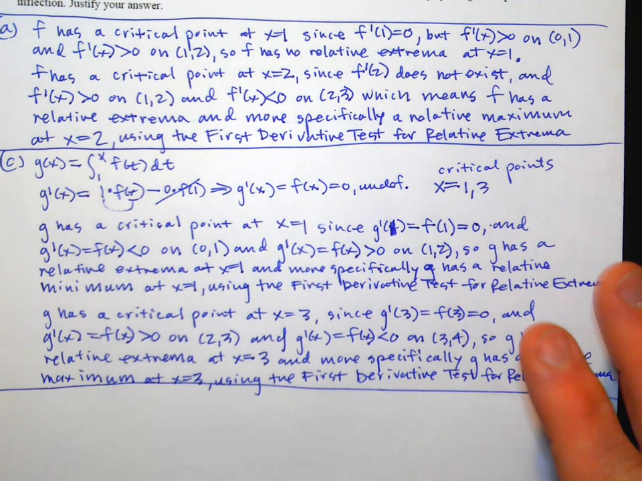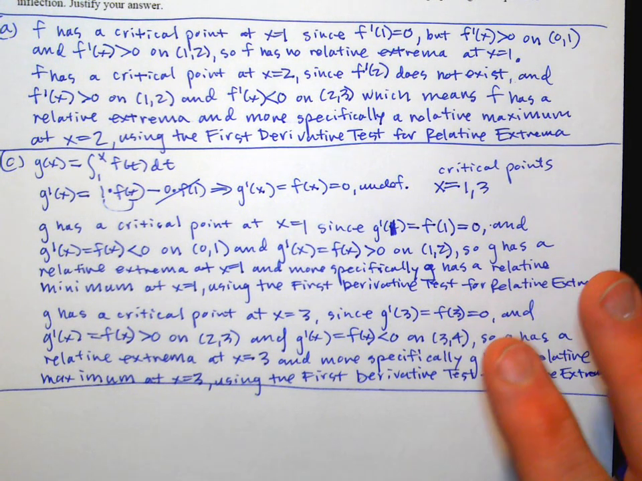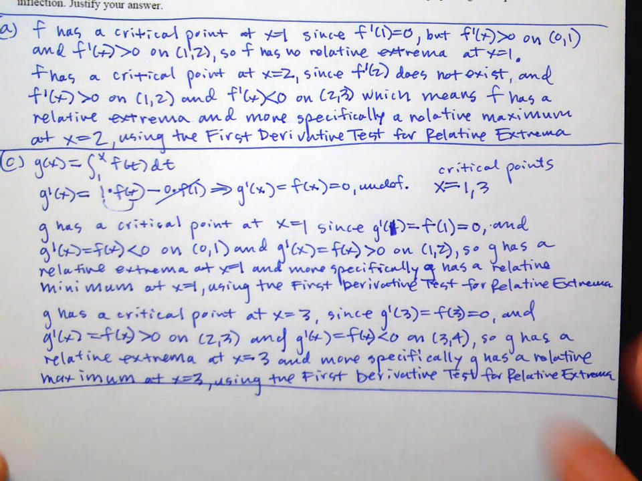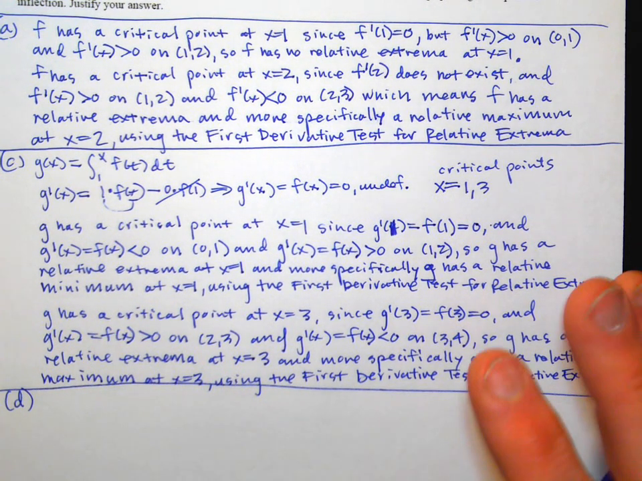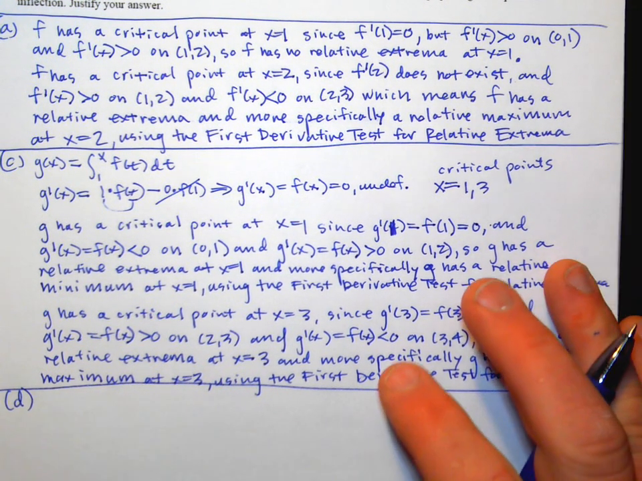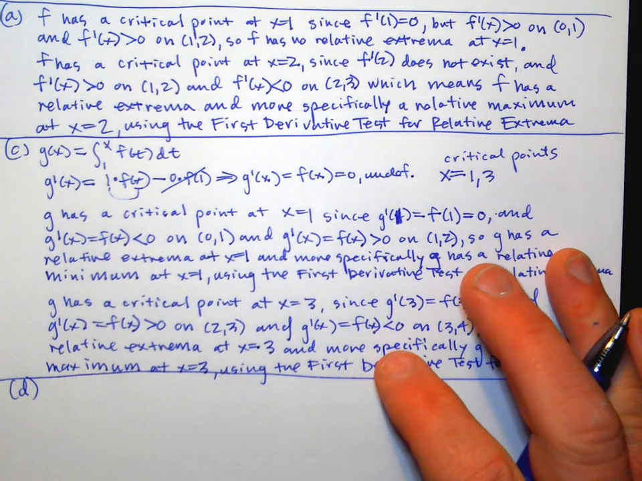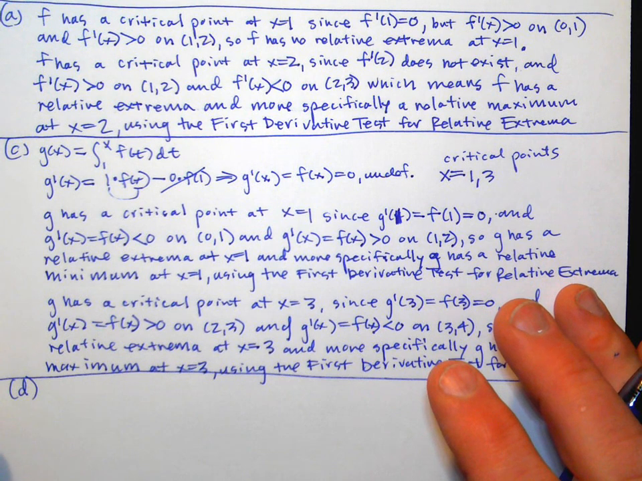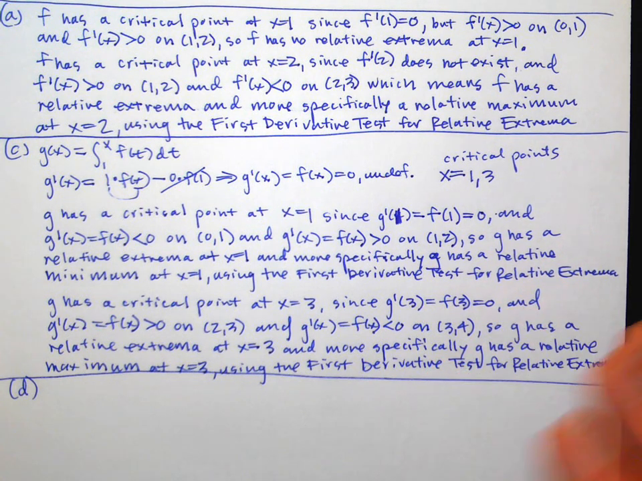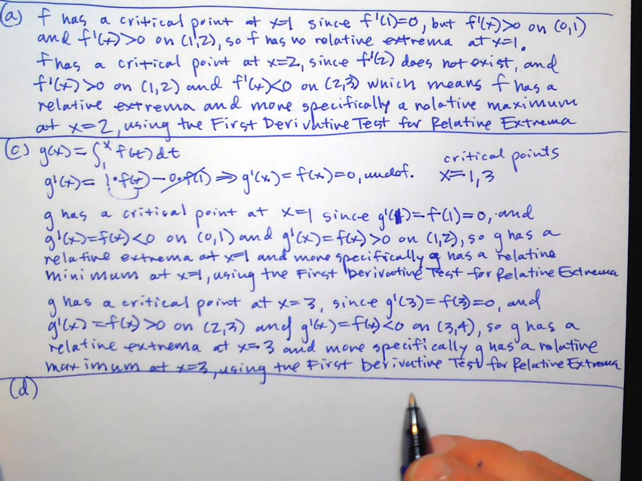It's a really good answer. I don't know if you need that every time to get all the credit, but that's a very safe, well-justified, very specific answer. D says, for the function g defined in part C, find all the values of x in 0 to 4 at which the graph of g has a point of inflection. Justify your answer.